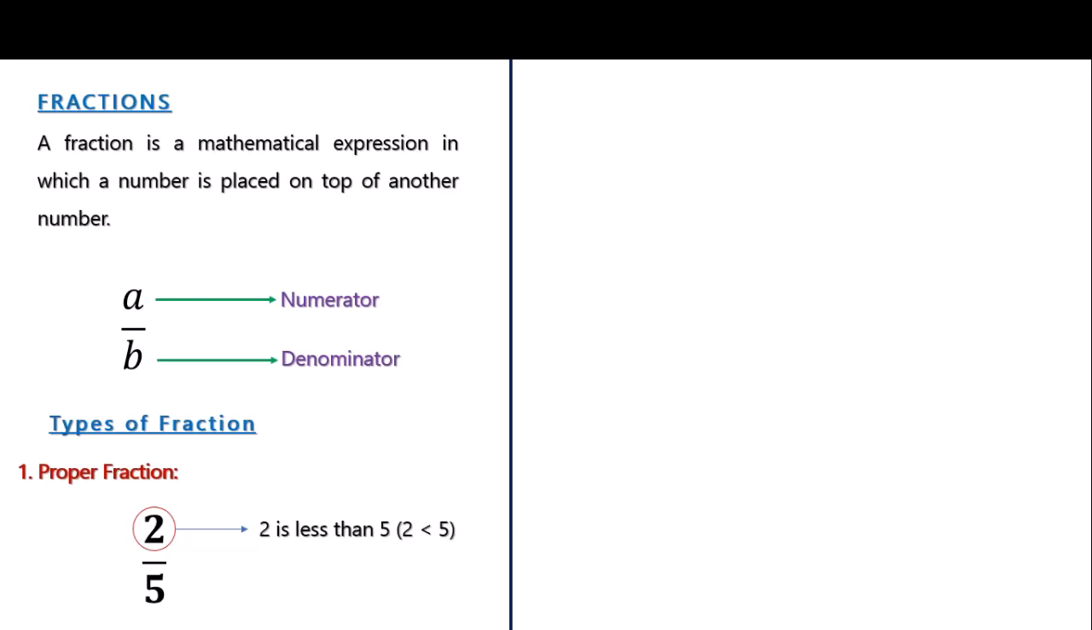You could also have others like 3 over 7. 3 over 7, 3 is less than 7. So whenever you have the numerator less than the denominator, it is known as a proper fraction. So let's look at the second type of fraction.